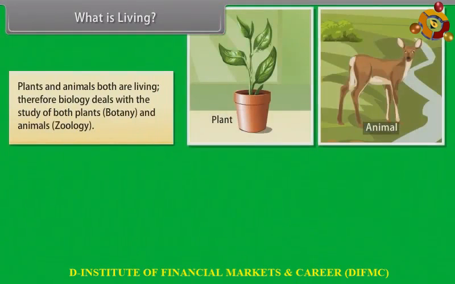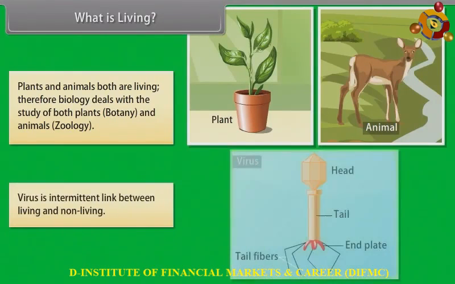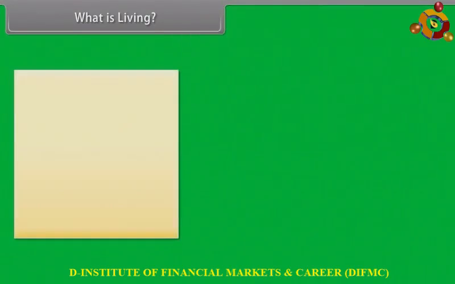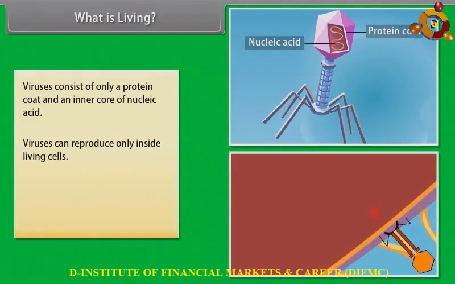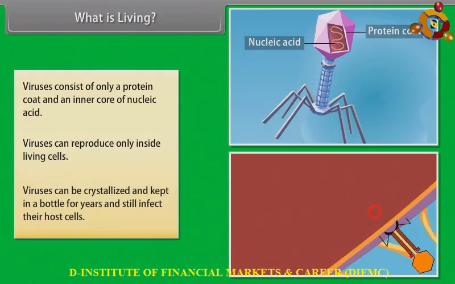Plants and animals both are living, therefore, biology deals with the study of both plants, botany, and animals, zoology. Virus is intermittent link between living and non-living. Viruses consist of only a protein coat and an inner core of nucleic acid. Viruses can reproduce only inside living cells. Viruses can be crystallized and kept in a bottle for years and still infect their host cells.